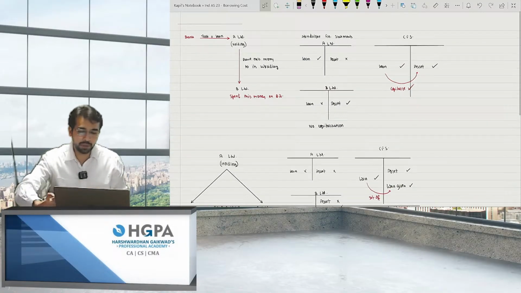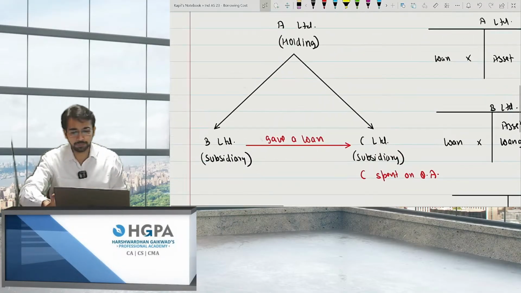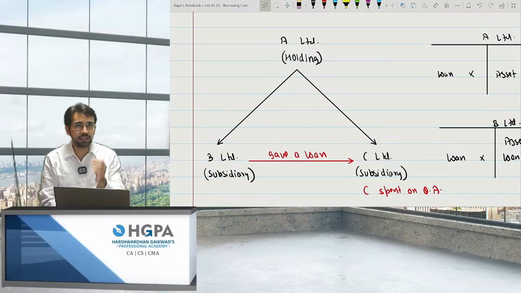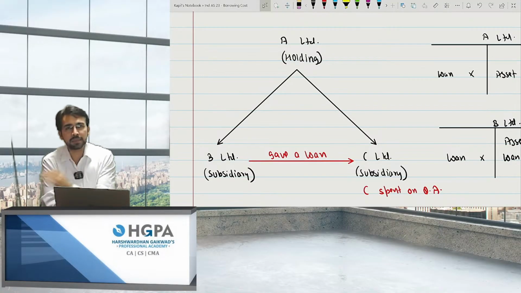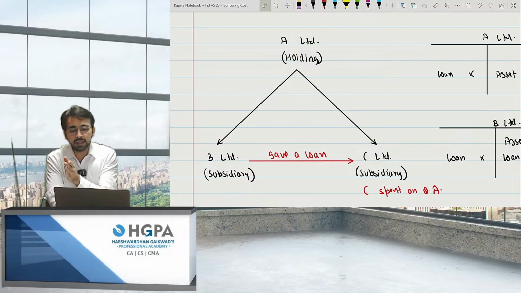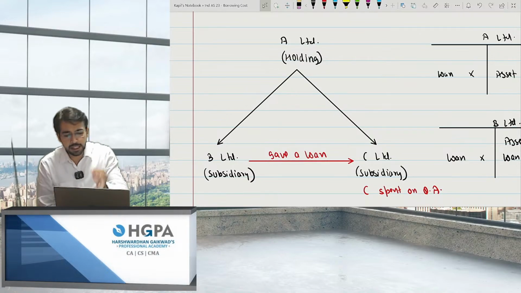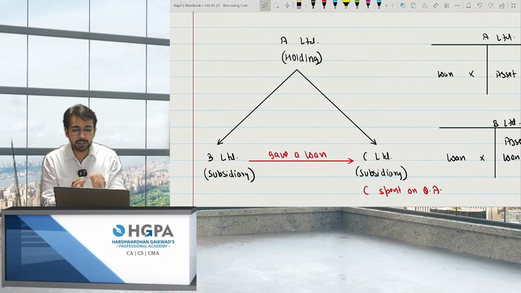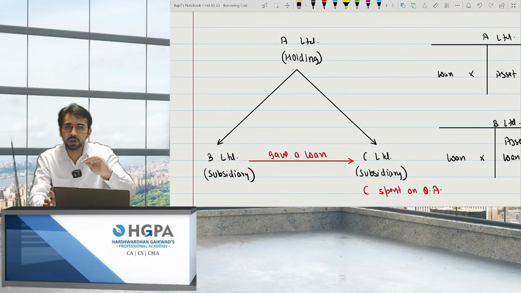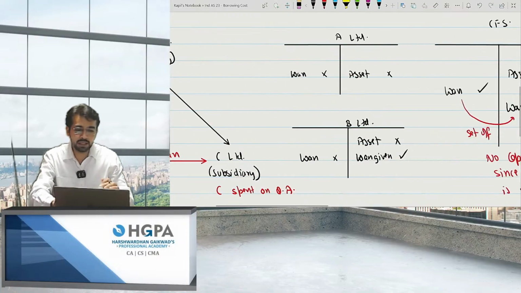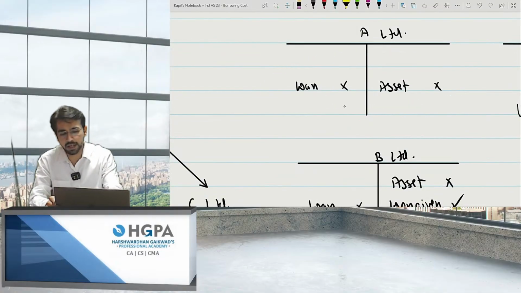Okay. The second point, the second and the last one. Please pay attention. This is very important. A Limited is the holding company. B Limited is a subsidiary company. And B Limited gave a loan to C, which is also a subsidiary of A. And C spent on a qualifying asset. Please pay attention now. In the balance sheet of A, standalone, was there a loan? No. Was there a loan given? No. So obviously there is no loan and there is no asset in the balance sheet of A.